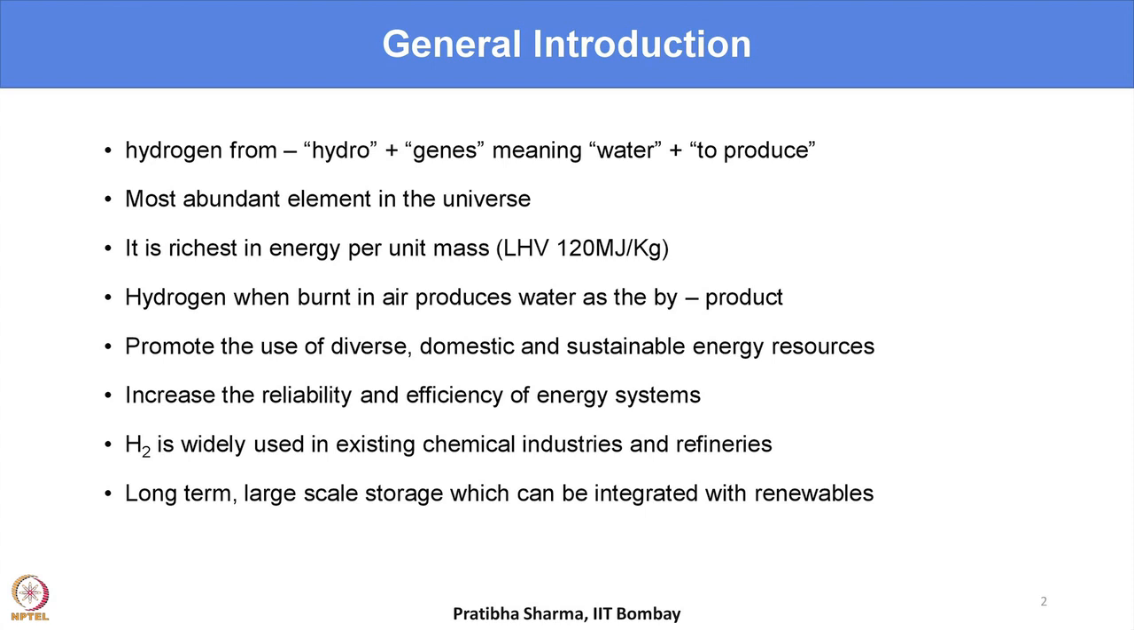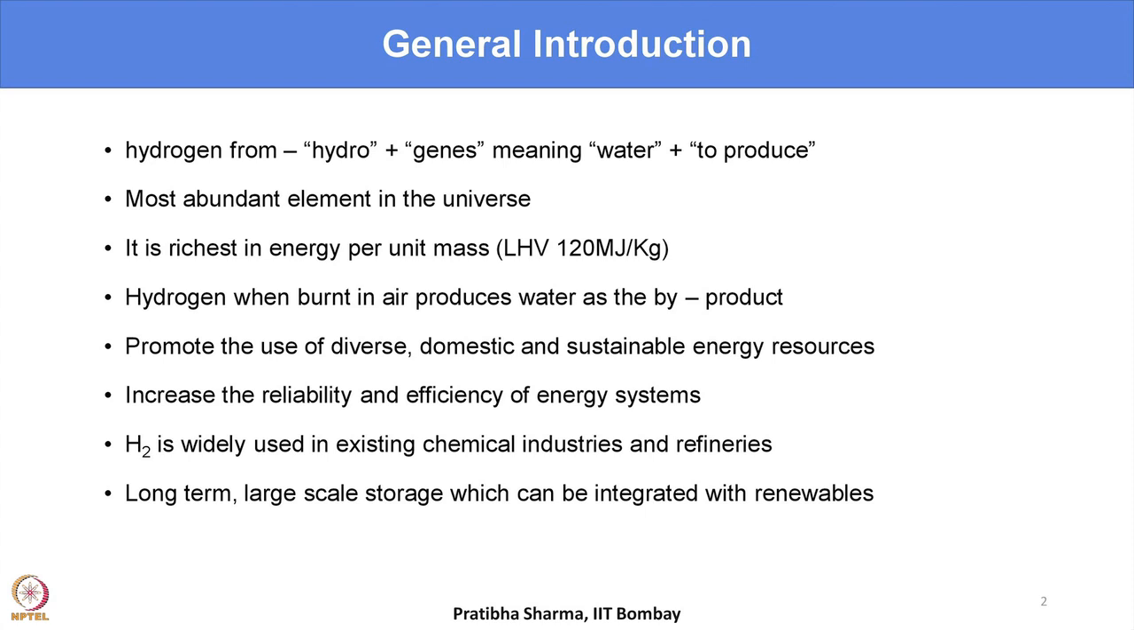The origin of the name hydrogen is from hydro and genes, hydro meaning water and genes meaning to produce. So, a water producer. Hydrogen is the most abundant element in the universe. About 75% by mass of the universe is made up of hydrogen, and 90% by volume.